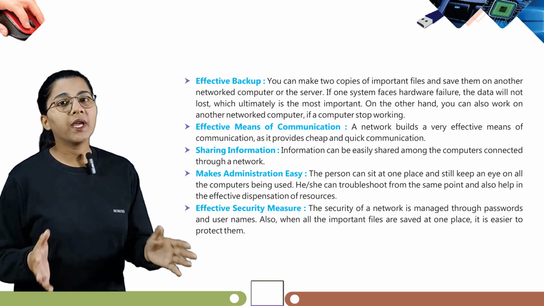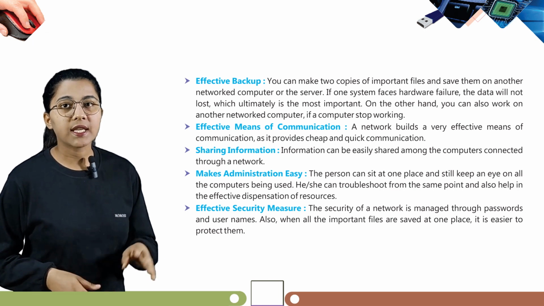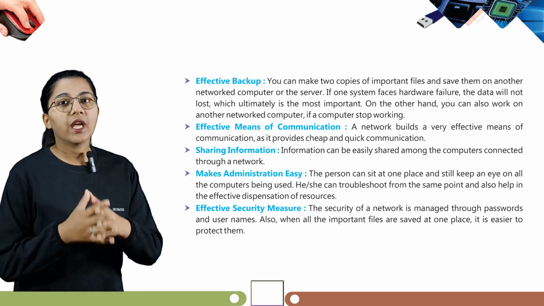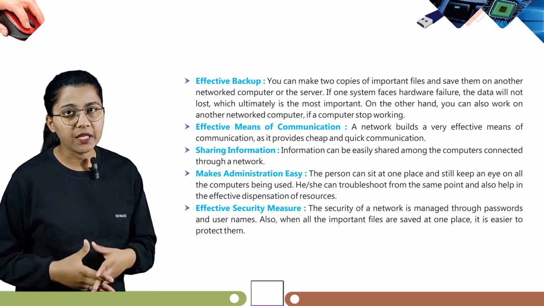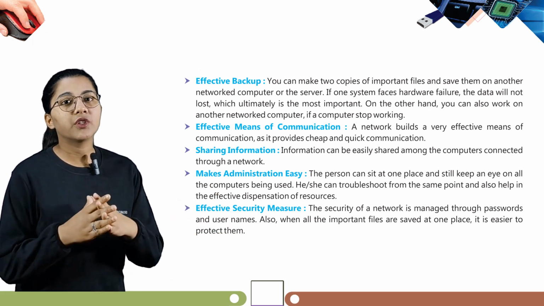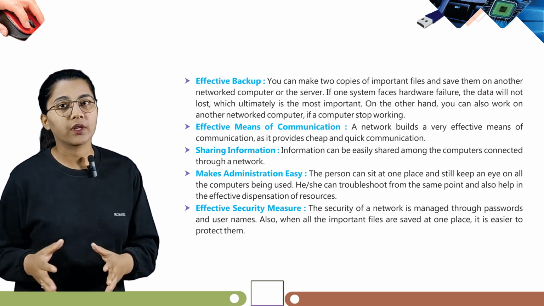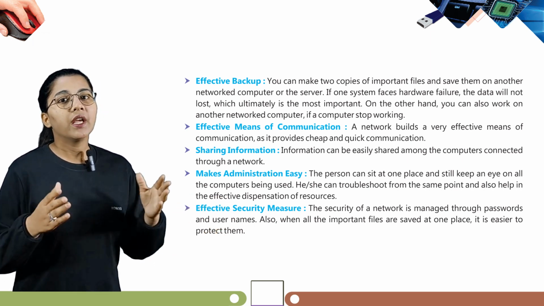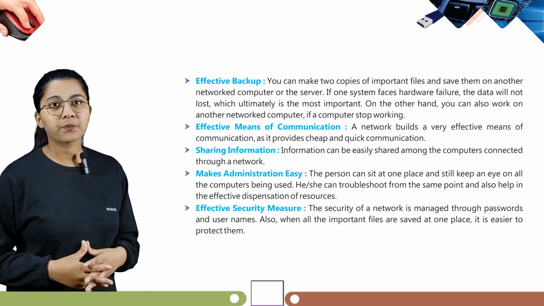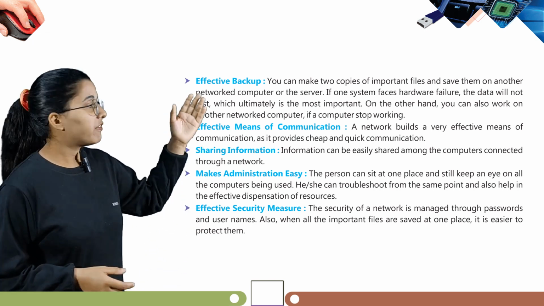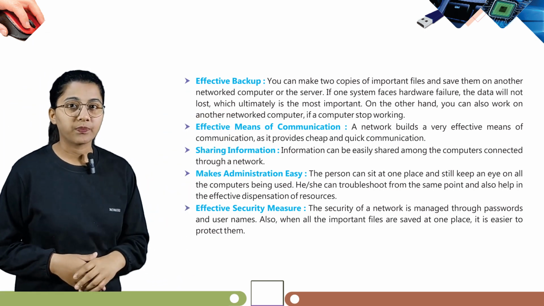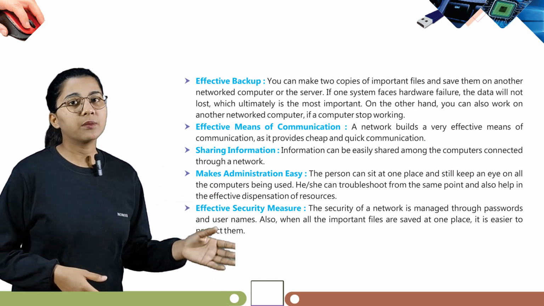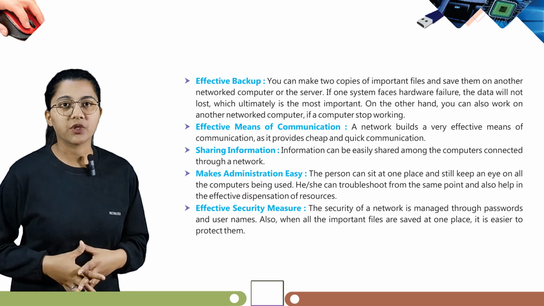Now students, let's learn about effective backup. You can make copies of important files and save them on another networked computer or the server. If one system faces hardware failure, the data will not be lost, which ultimately is the most important. On the other hand, you can also work on another networked computer if a computer stops working. Now, let's learn about effective means of communication. A network builds a very effective means of communication as it provides cheap and quick communication.